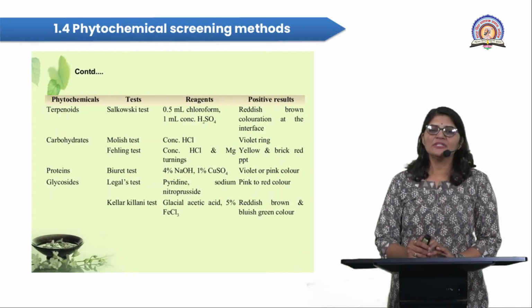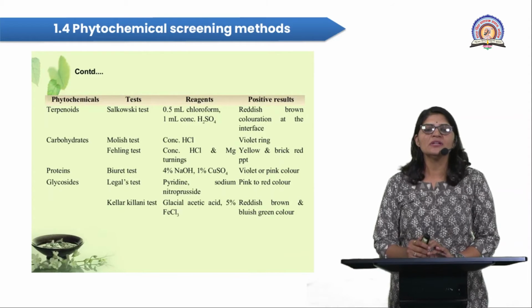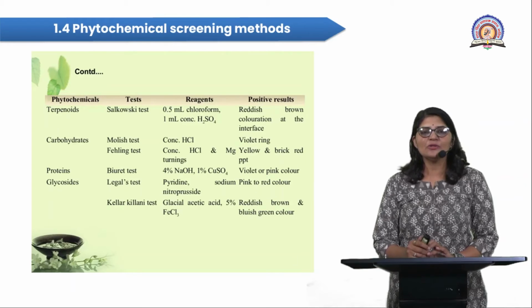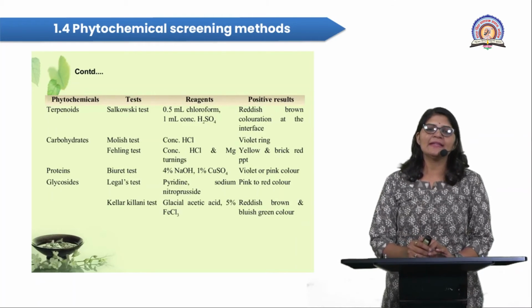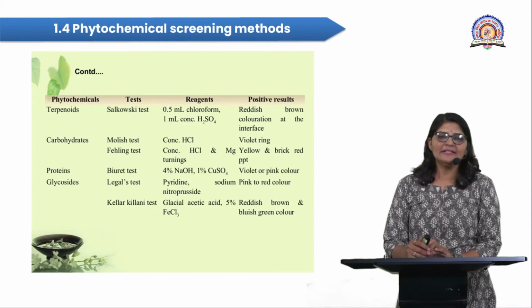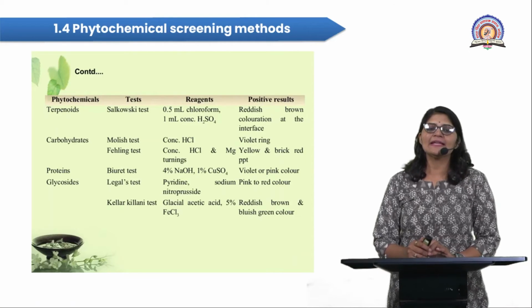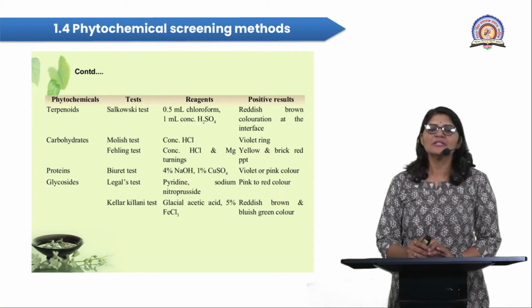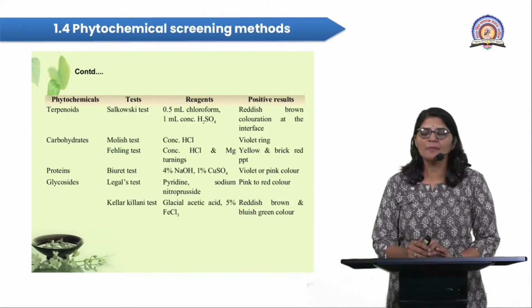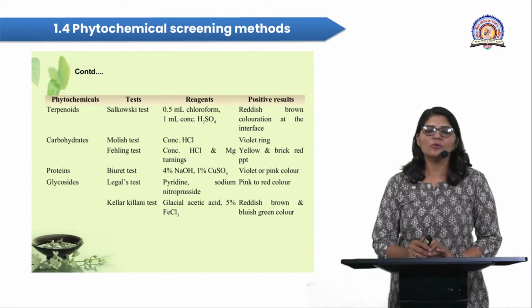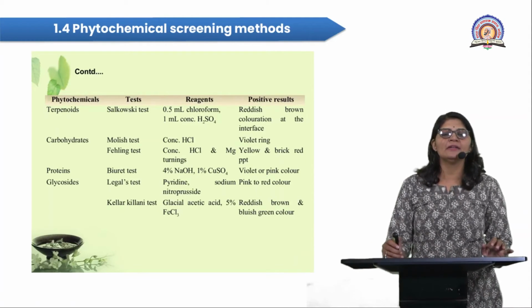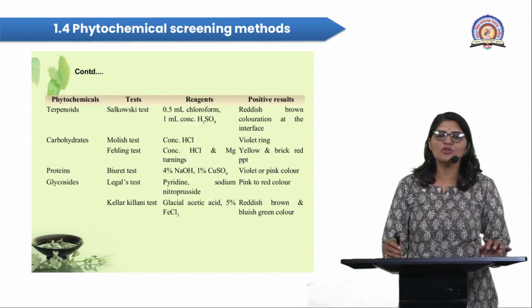Then the crude extract, then protein. For detection of the protein, the biuret test was used. The 4% sodium hydroxide and 1% copper sulfate. Then the end point of this test, a violet or pink color developed. They indicate the presence of protein within that crude extract. Then the detection of various glycosides. The Legal test and the Keller-Kiliani test were performed. For the Legal test, pyridine and nitroprusside were used, and the end point here, a pink red color, developed. Pink color indicates the presence of the glycoside. And the second is the Keller-Kiliani test. The glacial acetic acid and 5% ferric chloride were used, and a reddish brown and bluish green color developed. It indicates the presence of glycosides.